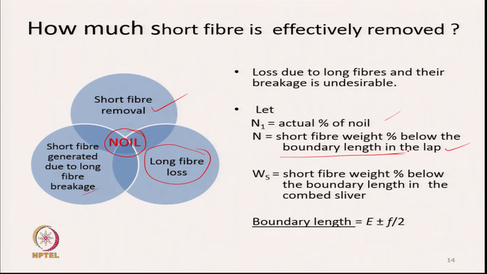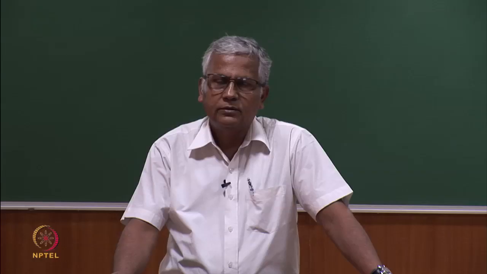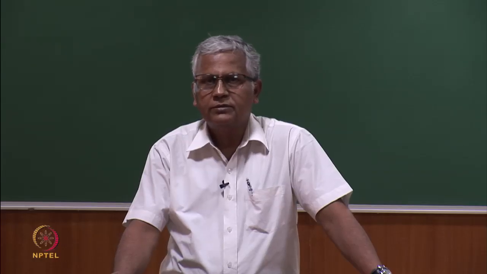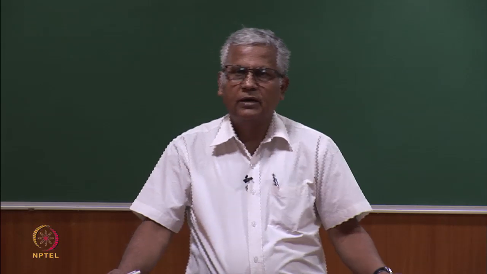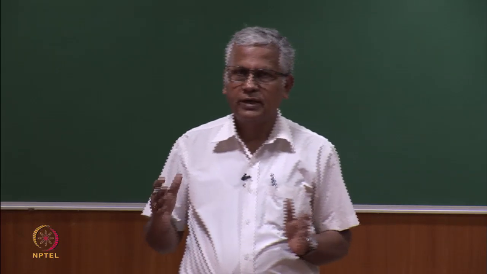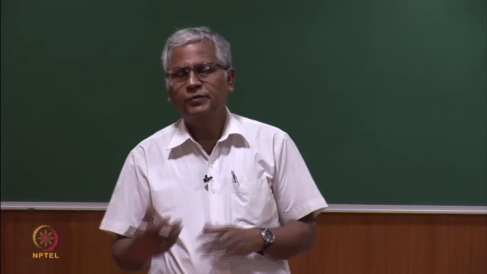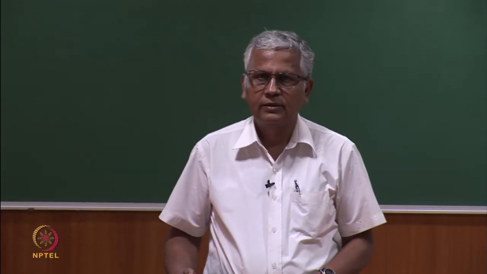and Ws is the short fiber weight percentage below the boundary length in the combed fiber. What is the boundary length? It is E plus minus f by 2. This was also discussed in some previous lecture, previous session, what is boundary length, and we know that any fiber which is less than the boundary length is likely to be extracted as short fiber.